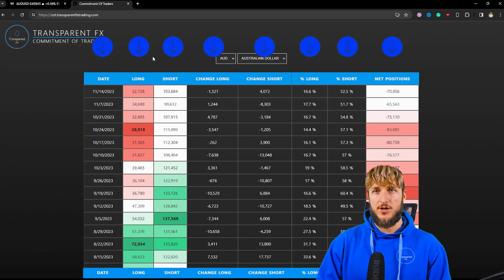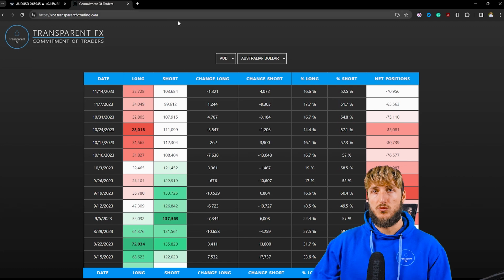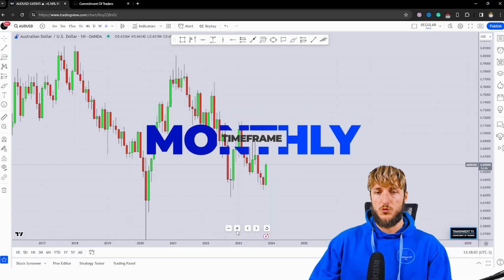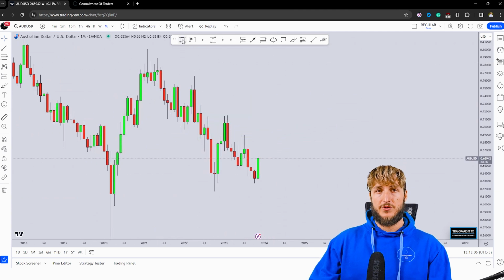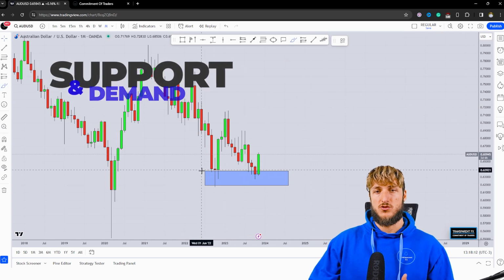And by the end of the video, by using a combination of these two different types of analysis, we will try to understand where we have the highest probabilities for the next potential move here for this pair. Now, starting from the monthly time frame, what do we see? Well, here on the monthly, the first thing that we can see is that we have a market which is currently testing a quite strong monthly demand and support area.